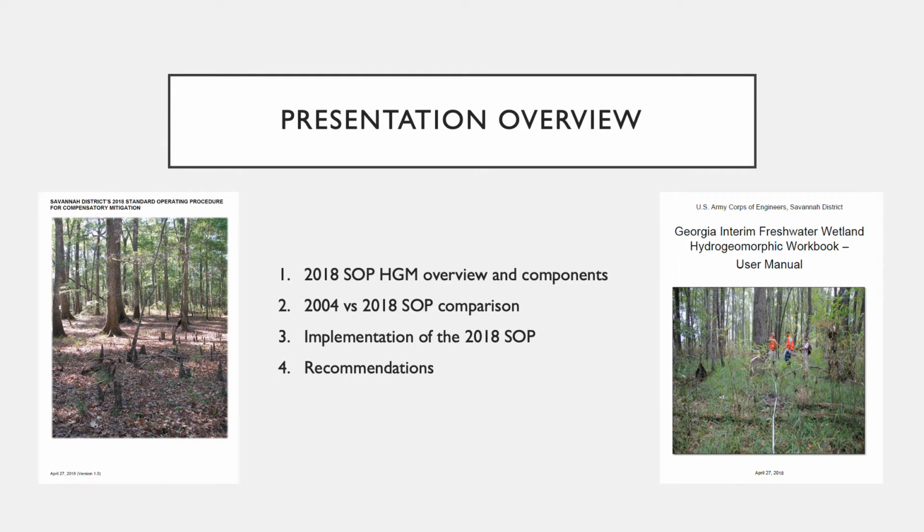The focus of today's presentation will be on Appendix 11.15 of the 2018 SOP entitled the Georgia Interim Freshwater Wetland Hydrogeomorphic Workbook User Manual. In general, we'll talk through the overview and components of the new SOP. We'll provide some comparison between the 2004 and 2018 SOPs. I'll provide some experiences and observations based on implementation of the 2018 SOP and provide some site-specific, case study type data from projects that we've been working on, and then provide some recommendations for moving forward and potentially updating the SOP.